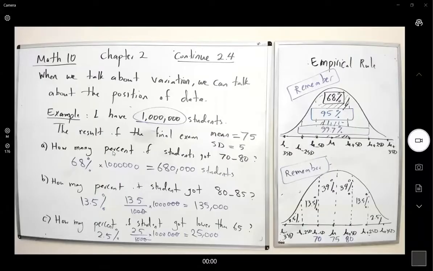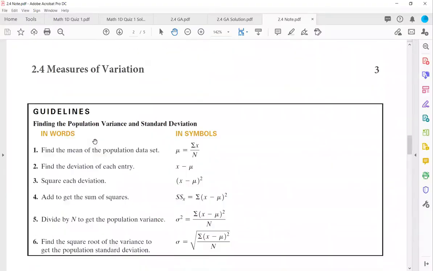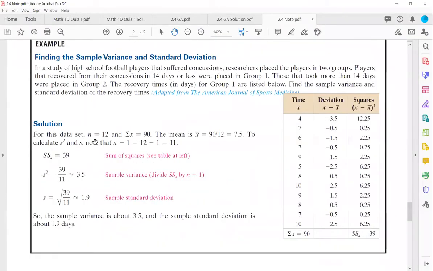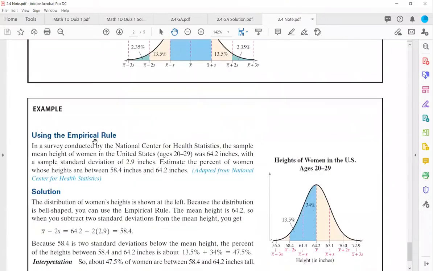Very well. Let us take a look at our last page on 2.4. Here we go. Question says, using the empirical rule, in a survey conducted by the National Center for Health Statistics, the sample mean height of women in the United States ages 20 to 29 was 64.2 inches. So this is your mean, guys. Take a look at the keyword mean. With a sample standard deviation, which is 2.9 inches.